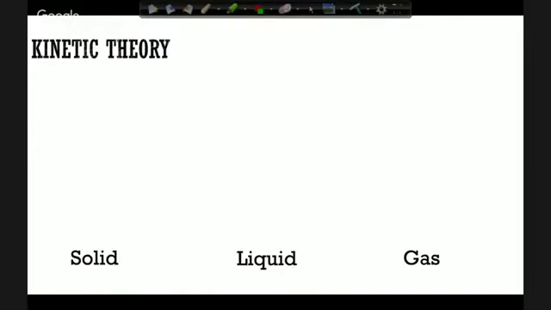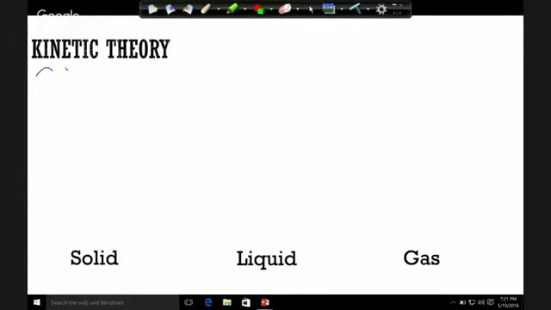Moving on then to a bit of theory and a bit of something that sounds like it's going to be hard, kinetic theory. Your teacher might not have even described it like that in school, because it's actually something that is quite simple. It just describes the movement of particles in solids, liquids, and gases.